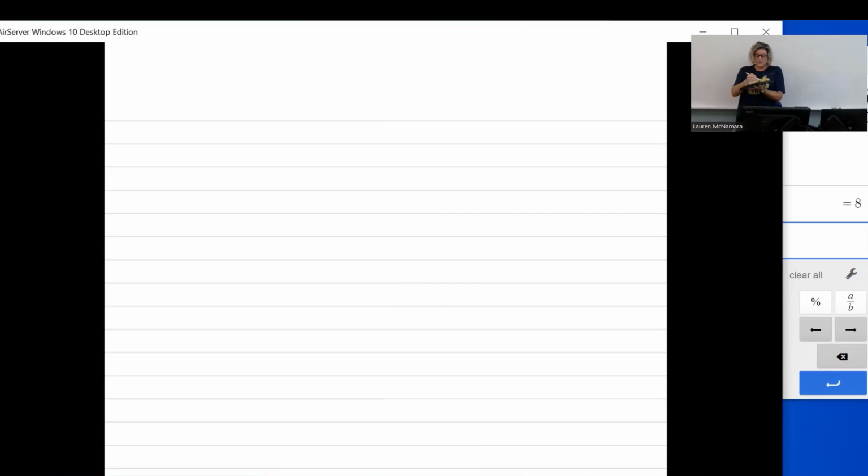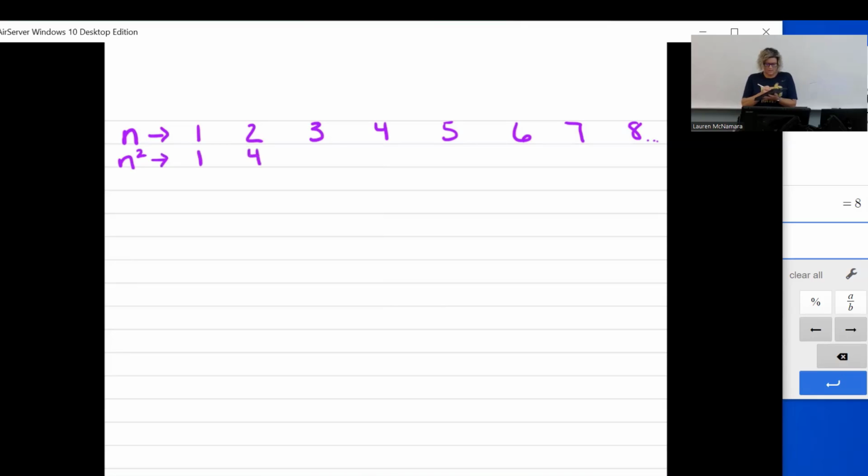All right, first thing I'm going to do is make a little table of perfects. So in other words, my numbers are 1, 2, 3, 4, 5, 6, 7, 8, and of course they keep going. Now I'm going to do my numbers squared. So 1 squared is 1, 2 squared is 4, 3 squared is 9, 16, 25, 36, 49, and 64. And of course they keep going.